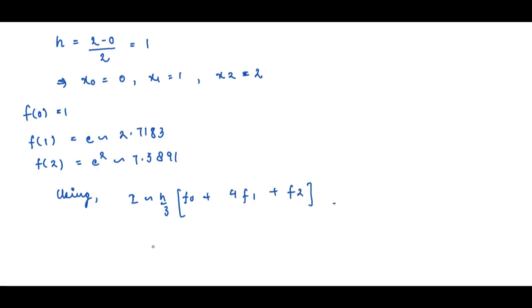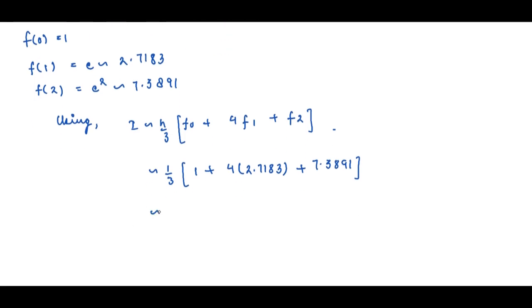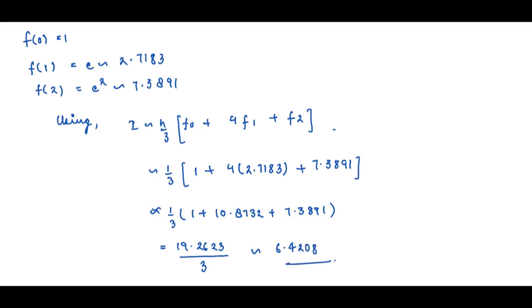and then substituting the values, that gives you 1 by 3 times 1 plus 4 times 2.7183 plus 7.3891, and hence we got 1 by 3 times 1 plus 10.8732 plus 7.3891, and that gives you 19.2623 over 3, which becomes approximately 6.4208. So the Simpson's one-third approximation is approximately 6.4208.